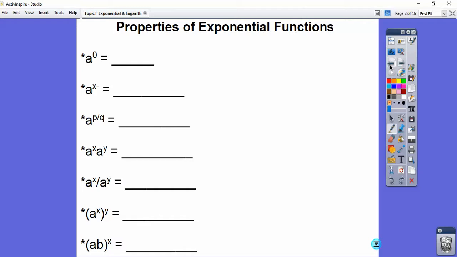Okay, what is anything to the 0 power? 1. Any number to the 0 power is 1. The second one, I have a typo. I don't mean that to be x minus, I mean that to be negative x. Sorry about that. What does a negative power do? Change floors. It puts it as 1 over a to the positive x power.